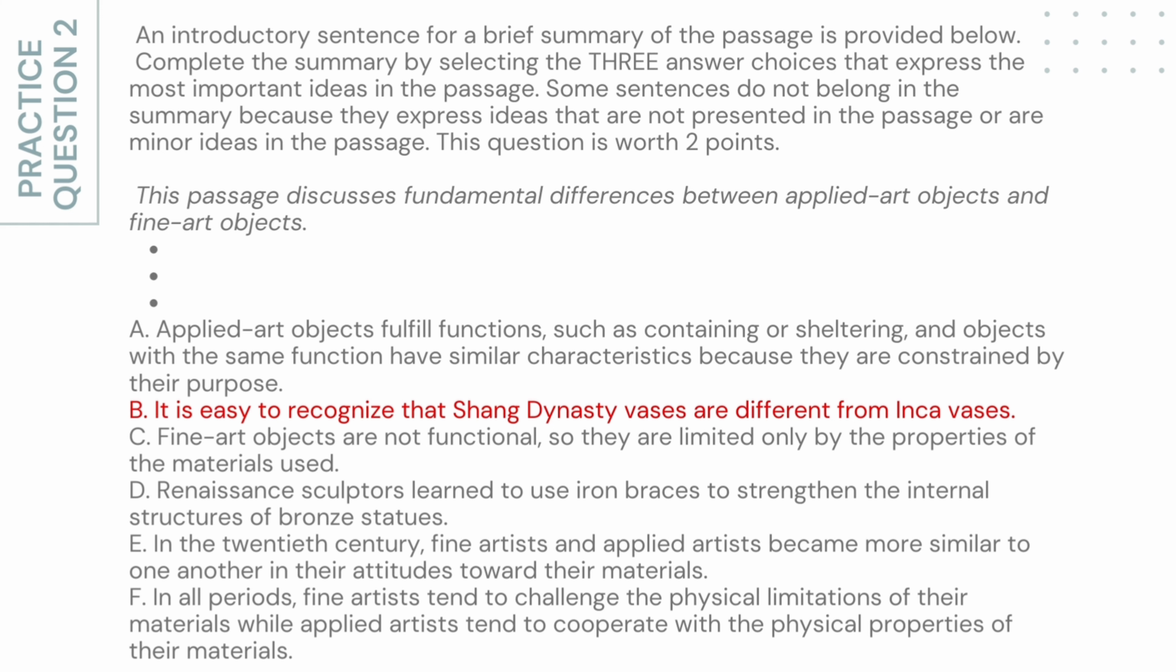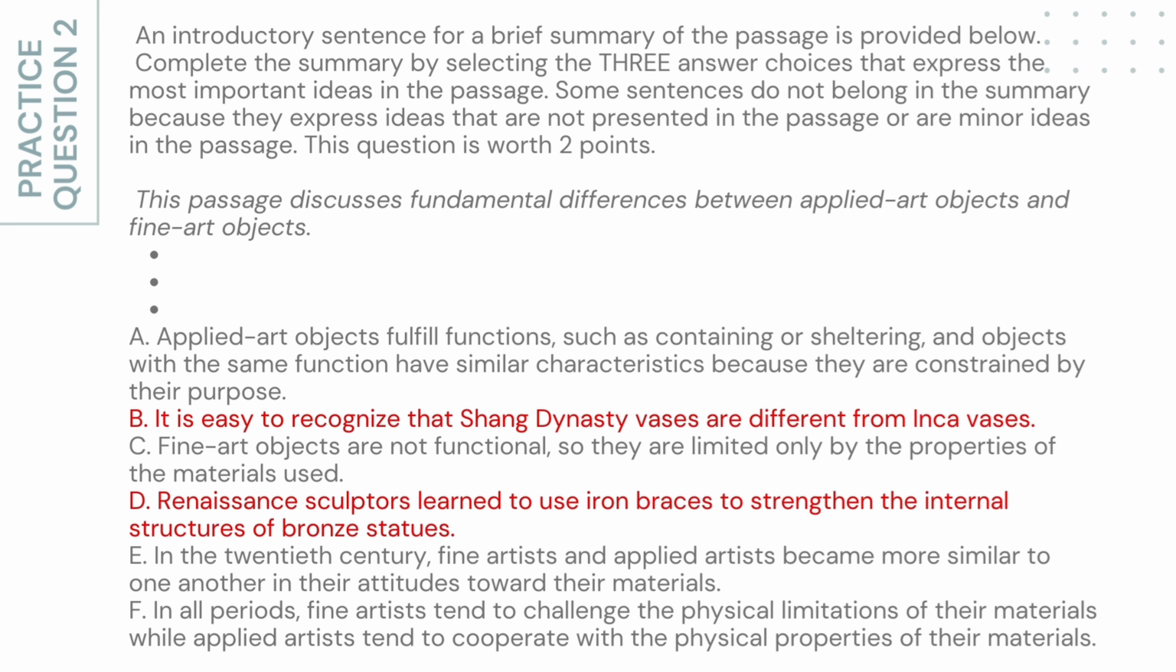Okay, what do you think we want to eliminate next? We're going to eliminate choice D. Renaissance sculptors learned to use iron braces to strengthen the internal structures of bronze statues. Again, this is a true statement coming from paragraph 2, but it is not the main idea. This was just an example to help the reader understand the point about limitations, but it's not related to the difference between applied art objects and fine art objects. Okay, what do you think we want to eliminate next? We just need to eliminate one more answer choice.